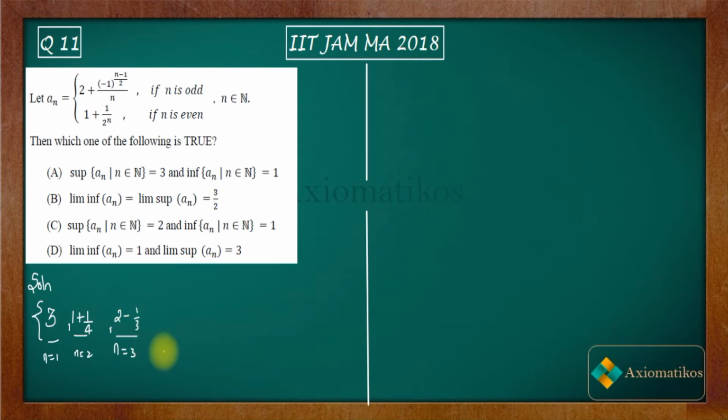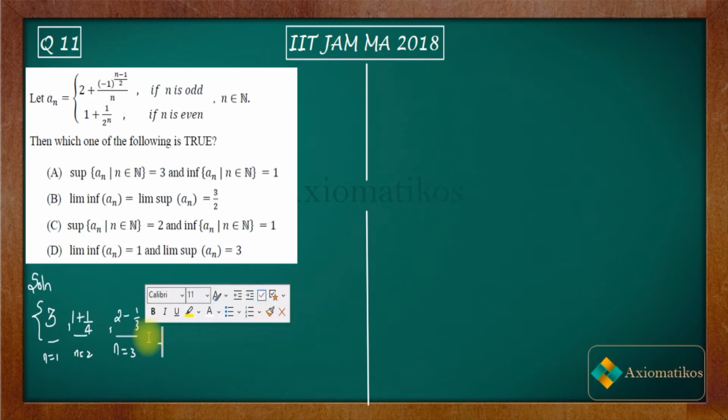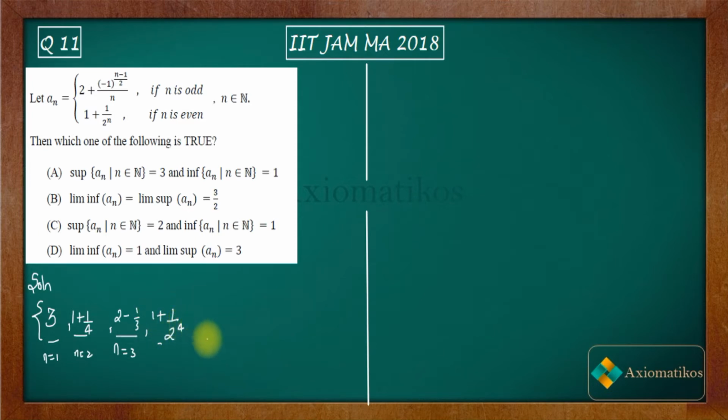Are you getting my point? Now when n is 4, you will get 1 plus 1 by 2 to the power 4. Okay. Now when n is 5, then what you will get? You will get 2 plus, see, 5 minus 1 is 4, 4 by 2 is 2, so you will get a plus sign, 1 by 5. Alright. So this will go on forever.